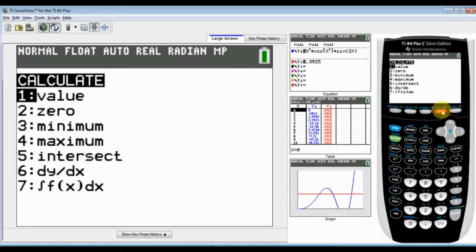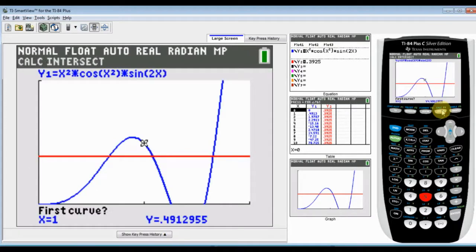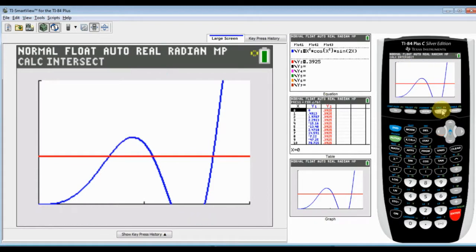Second, calc. Intersect. Is my cursor on the first curve? Yes, push enter. Is my cursor on the second curve? Yes. Is that a good guesstimate? Yeah. What's the actual answer? 0.6689. Great. With my cursor, I didn't go left, I went right, so I got 1.07.